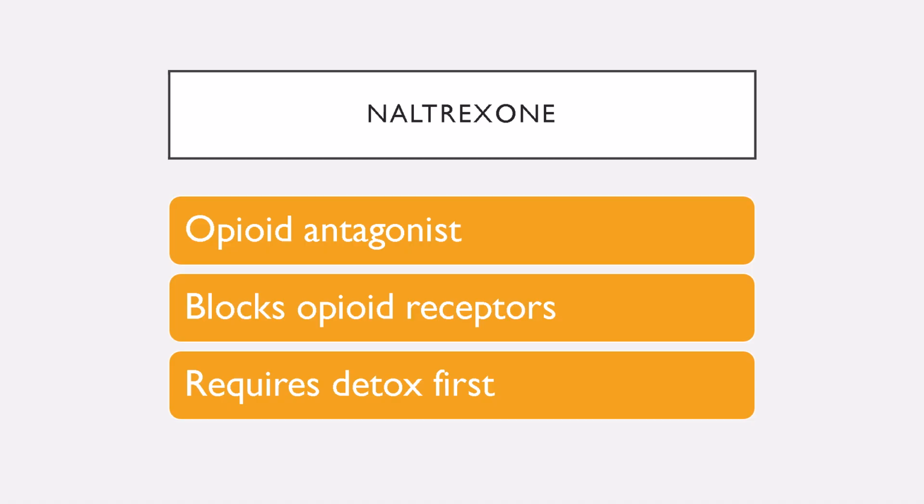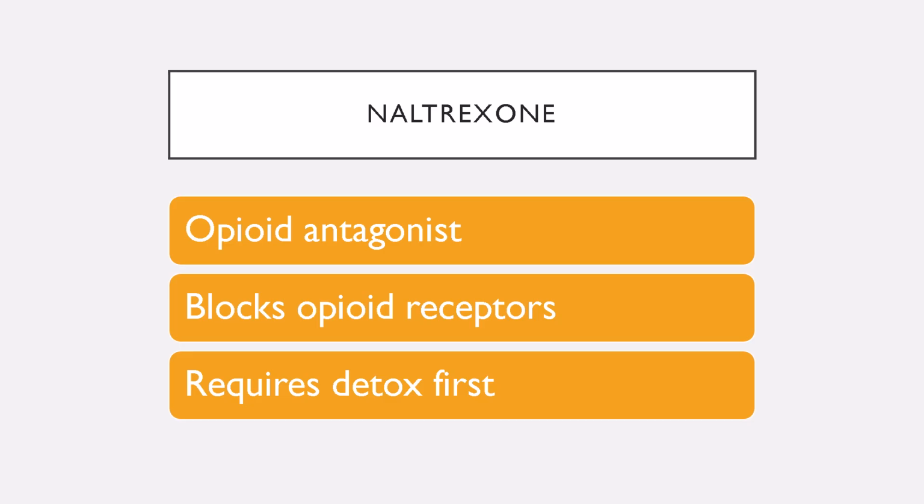And naltrexone works very differently from methadone and buprenorphine. It's an opioid antagonist, which means that it blocks the opioid receptors rather than activating them. And the way that I remember this is anti means against, so it's stopping it from happening. So antagonist means that it's blocking the receptors. And if the opioids are used while naltrexone is active, then the person's not going to experience the expected opioid effect. And that can make it a useful relapse prevention tool for some clients.